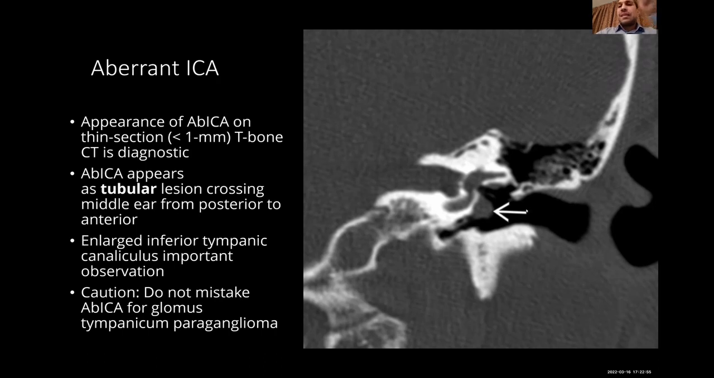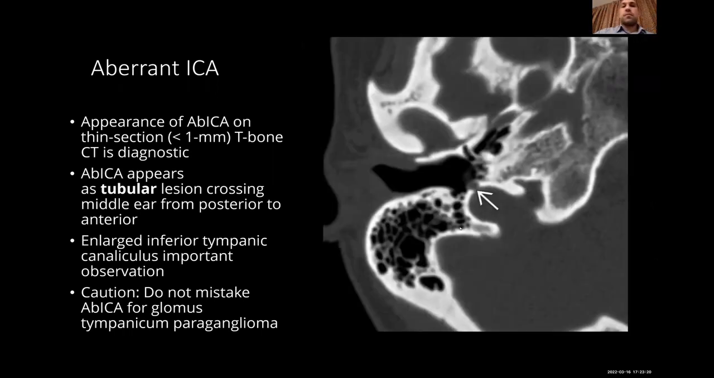What you can see from the extent by the otoscope. Can you find highly vascular structure? Take care before calling it glomus tympanicum. Okay, this tubular structure, and don't forget to see this structure, this dilated inferior tympanic canaliculus. Okay, tubular structure, dilated inferior tympanic canaliculus.